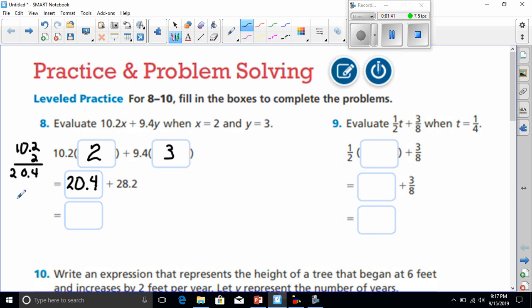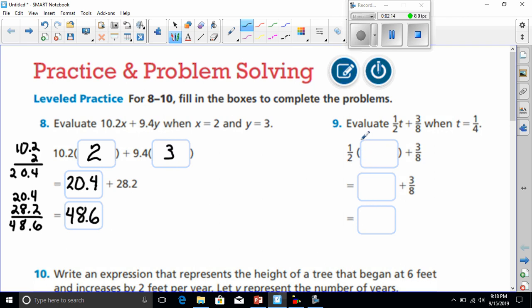Now they want us to add these two together in order to get our final answer. Well, we'll just do that over here, 20.4. We're going to add that to 28.2. And notice how I line my decimals up so I make sure I don't make any mistakes. Well, 4 plus 2 is 6. 0 plus 8 is 8. And 2 plus 2 is 4. So our answer is going to be 48.6.